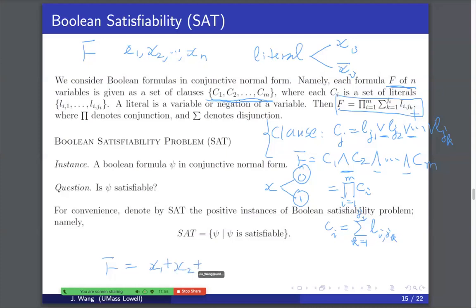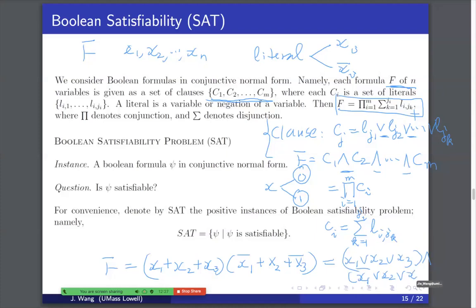Or plus x3, and then times maybe x1 bar plus x2 plus x3 bar, right? So this is a conjunctive normal form, which is equal to x1 or x2 or x3, and x1 bar or x2 or x3 bar. Okay, so that's what conjunctive normal form means.